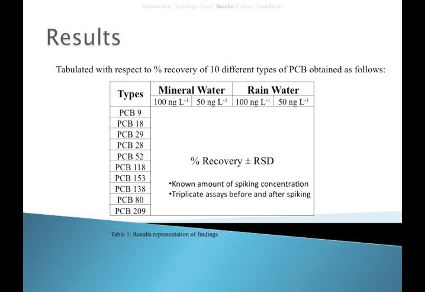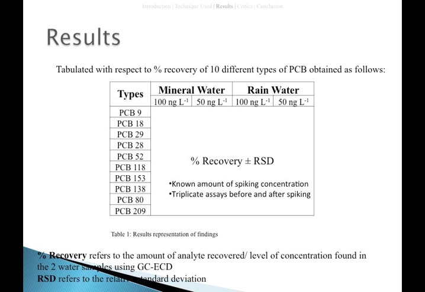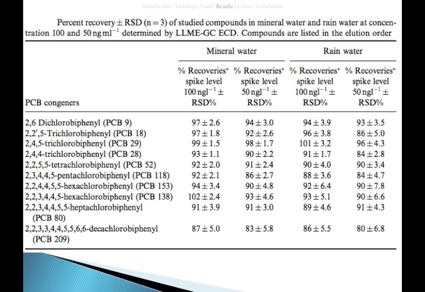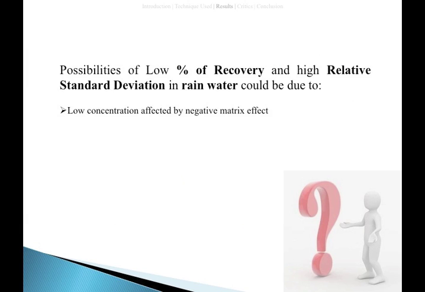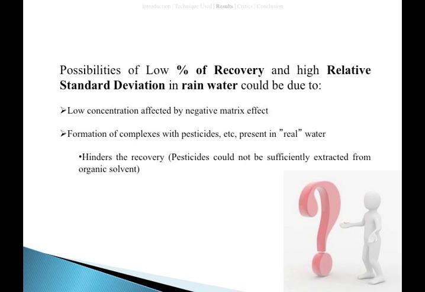Results from triplicate assay before and after spiking at 150 nanograms per liter are tabulated in the form of percentage recovery plus minus RSD. Percentage recovery refers to the amount of analyte recovered from the 2 water samples. RSD refers to the relative standard deviation. These are the results obtained from the table. Rainwater gives us both the minimum recovery of 80% and the highest RSD of 7.8%. Reasons for this could be low concentration affected by the negative matrix effect. Possible reasons also include formation of complexes that hinder the recovery.